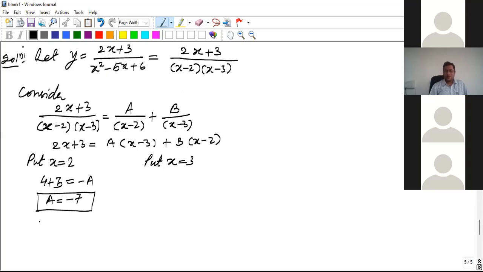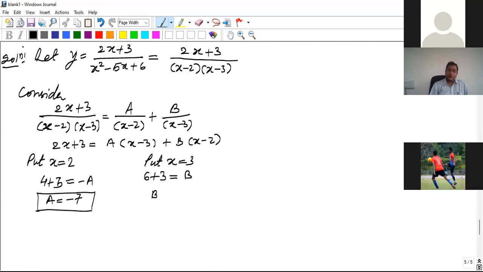Yes, sir. Now put x is equal to 3. So this term will be 0, and hence this will be 6 plus 3, which is 9, and this is going to be b. So we have b is equal to 9. Is that okay?